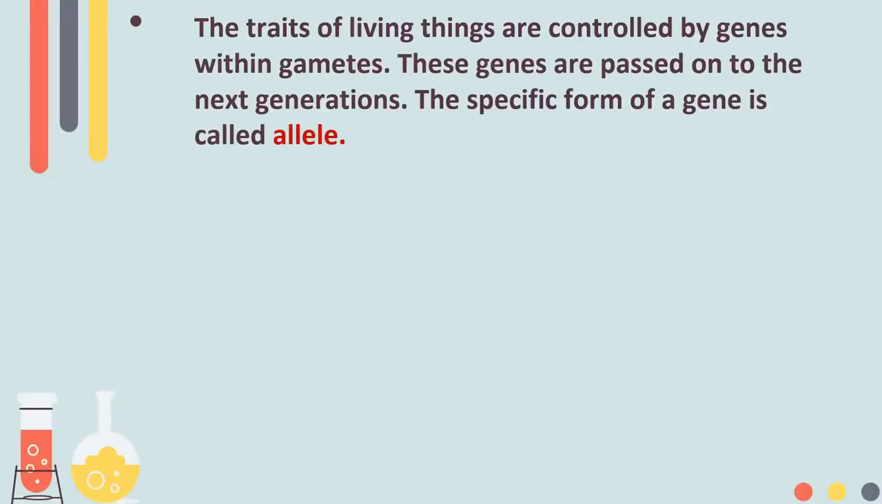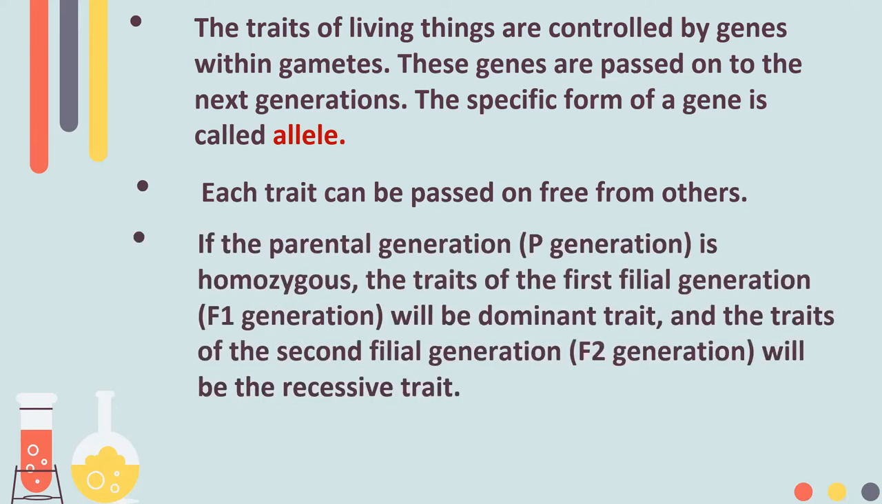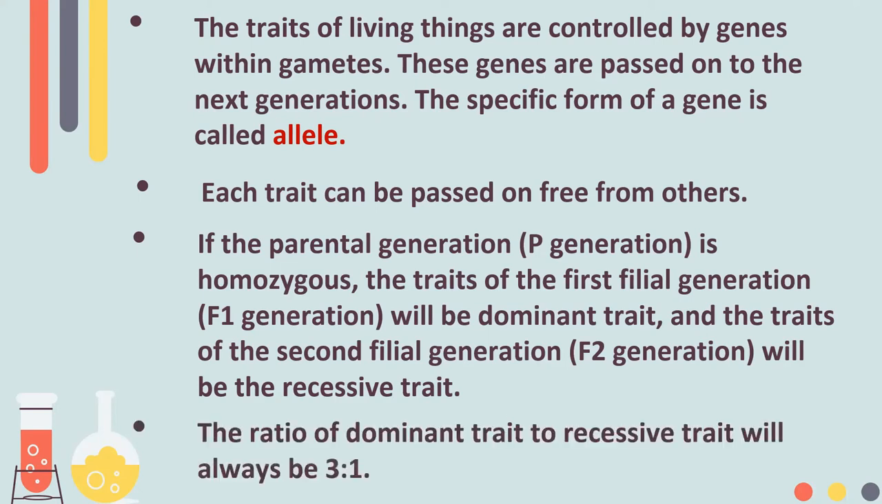The traits of living things are controlled by genes within gametes. These genes are passed on to next generations. The specific form of a gene is called allele. Another one, each trait can be passed on free from others. Also, if the parental generation is homozygous, the traits of the first filial generation will be dominant trait, and the traits of the second filial generation will be the recessive trait. And the last one, the ratio of dominant trait to recessive trait will always be 3:1.